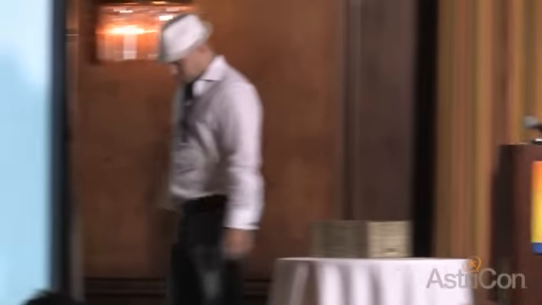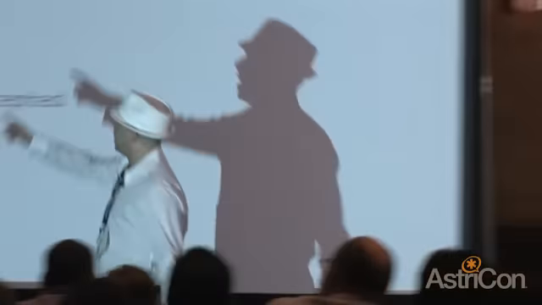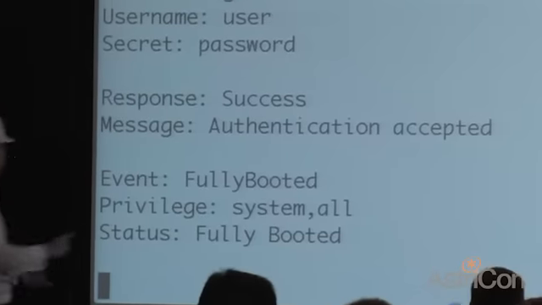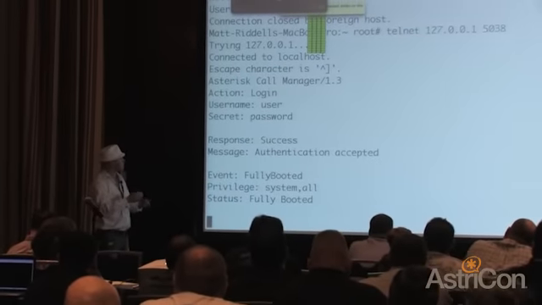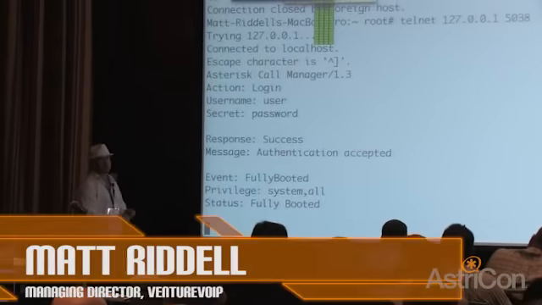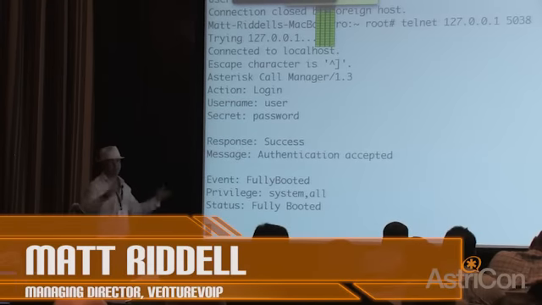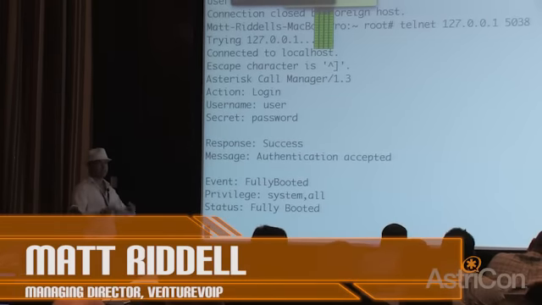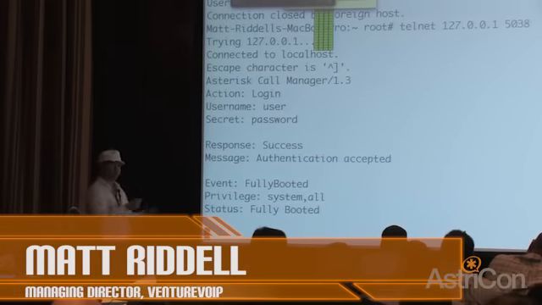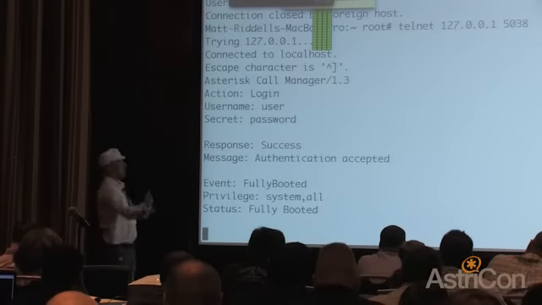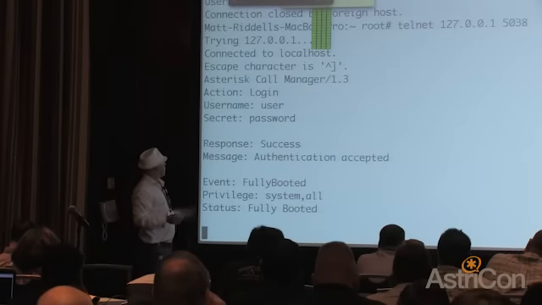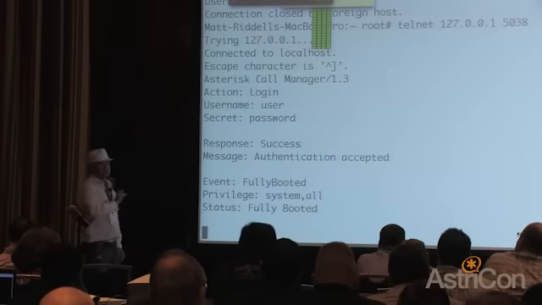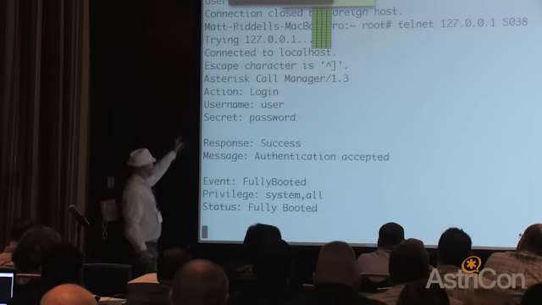Sweet. Okay, so what we've done here is the action login, and I'm going to explain the difference between actions and events. If you're causing Asterisk to do something, you're going to send an action, and if Asterisk wants to tell you something about what's going on, it's going to send an event. So it's like a two-way conversation. Actions are what you send to Asterisk, events are what it sends back to you. So we're going to do a login action. That's the first action you have to do. You can't do any actions until you've done a login.